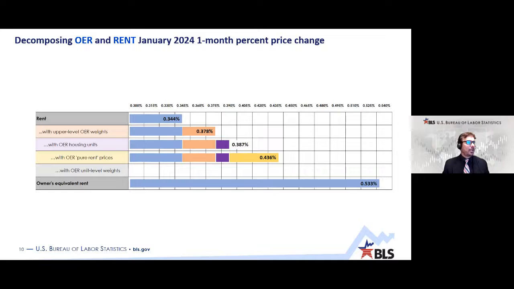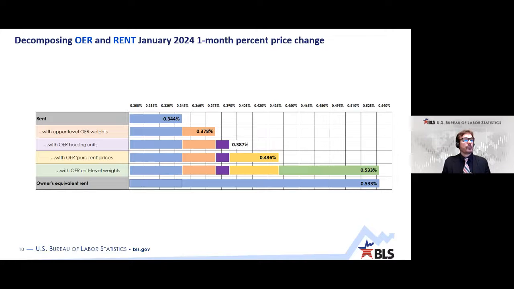And then finally, we can replace the rent level weights for the housing units with our OER weights, and that will get us up to the 0.533% owner's equivalent rent measure. Now, the statisticians in the audience will know that the order that one performs this additive decomposition exercise does matter. You can get slightly different results if we worked in the opposite direction, in other words, starting from the OER price change and working backwards.